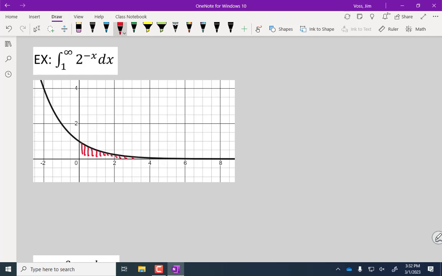Well, let's find out. The second we see that infinity right there, we know it's improper. We know it's an infinite, unbounded tail. We know we have to write the word limit, very next step. Limit, and b will go to infinity. Integral from 1 to b, 2 to the negative x dx.